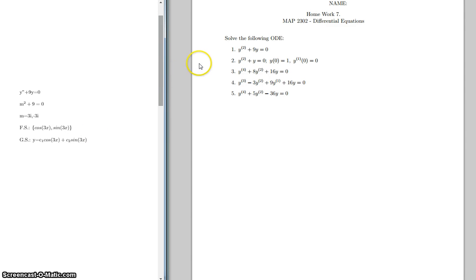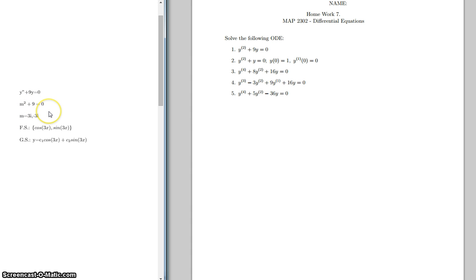Okay, we're going to do questions 1 and 3. So for question 3, here's our differential equation. Here is the characteristic equation, and the roots we find are now complex.